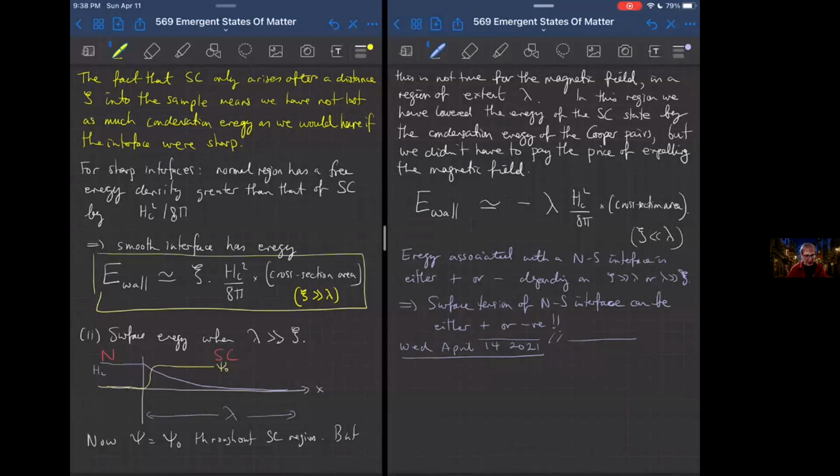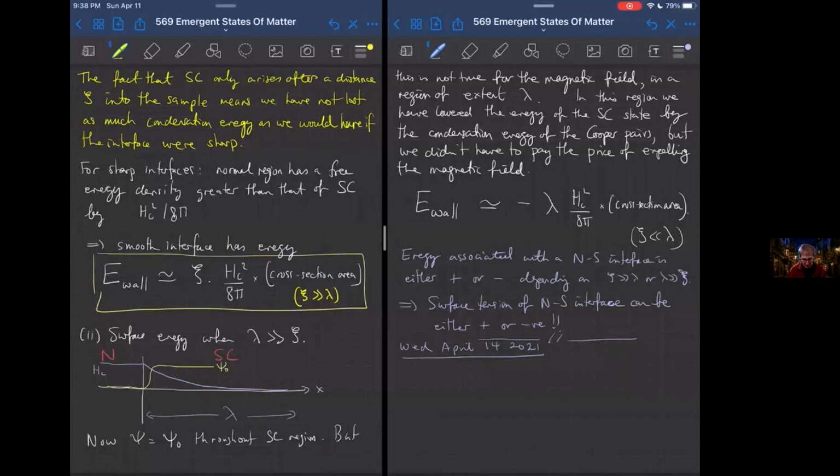In our lecture for today, we're going to be talking about the nature of the phase transitions between the normal and superconducting state in the type 2 superconductors. So last lecture, what we did was we calculated, roughly speaking, the surface tension of the normal superconducting boundary, and we calculated it in two different limits.